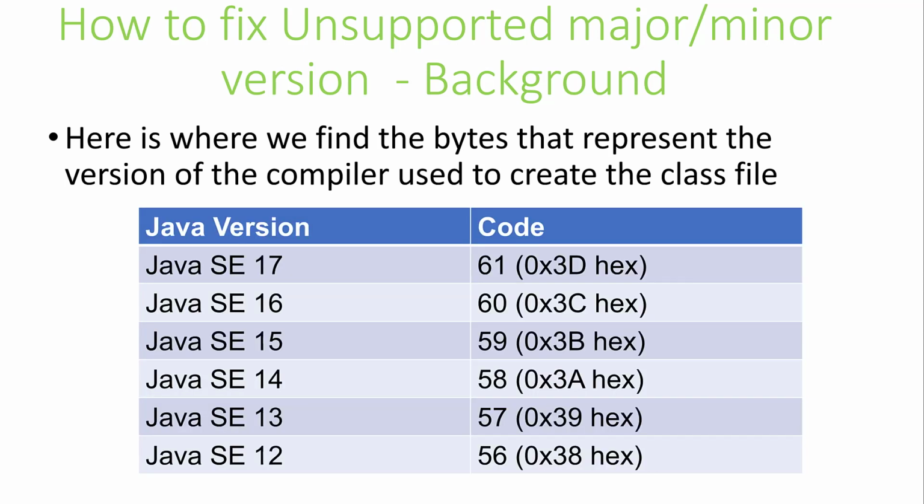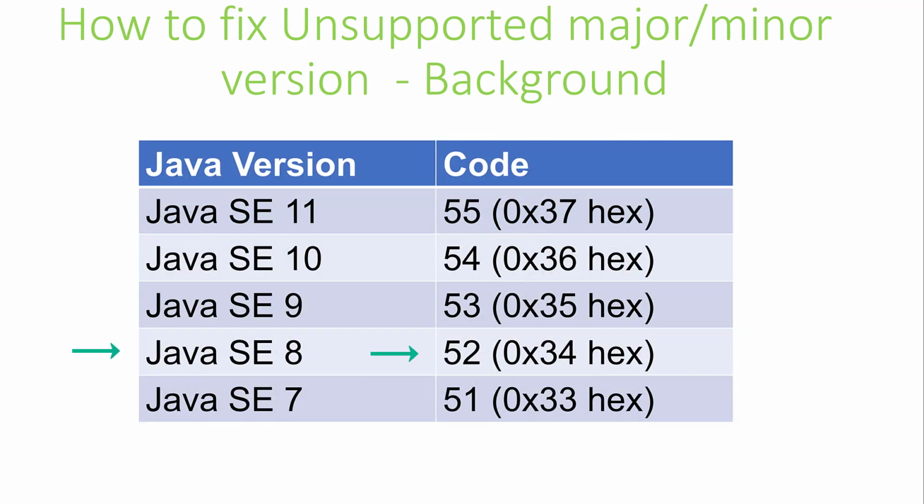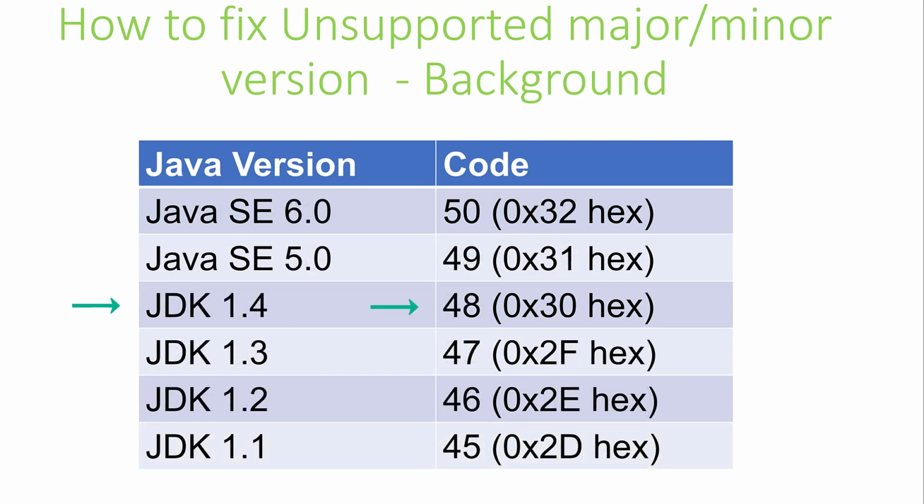In the table below, spread across the next few slides, we see a list of the versions of Java over the years up to the current version of Java, which is 17. In the code column, we see the decimal and hex representation of the number stored in the version of class file format location. For example, in a class file compiled with Java 17, there will be a code 61. For code compiled with Java SE 8, the code will be 52. And for code compiled with JDK 1.4, the code will be 48.